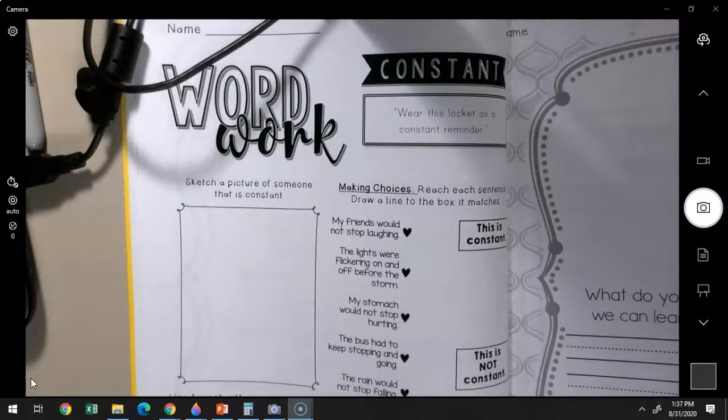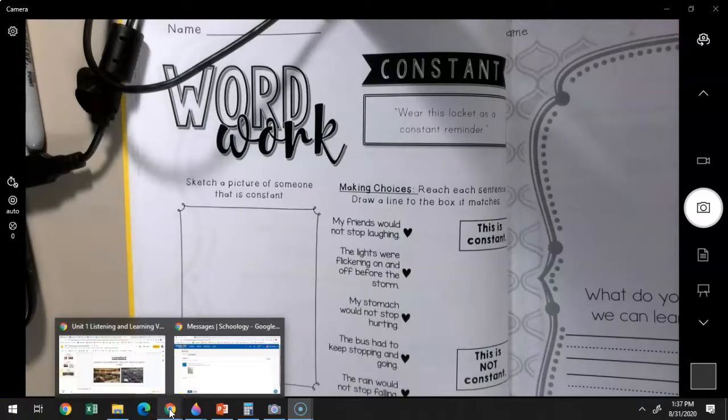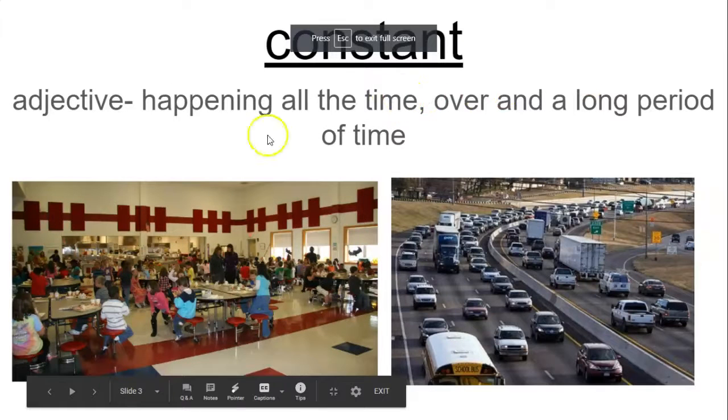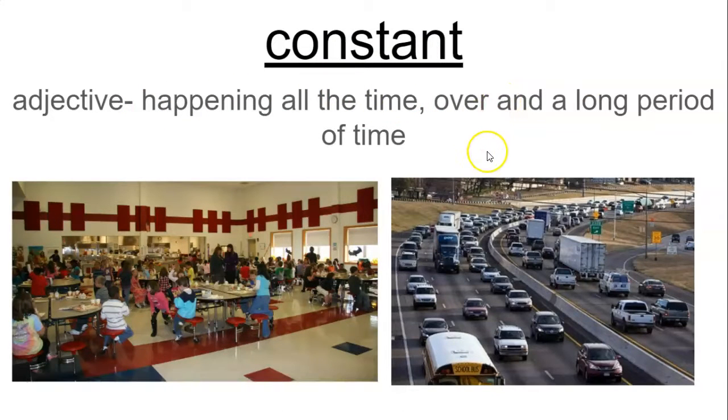Constant. In the story, we hear, wear this locket as a constant reminder. Here is an example of constant. Constant is something happening all the time over a long period of time. Oops, that should be, it's an adjective.